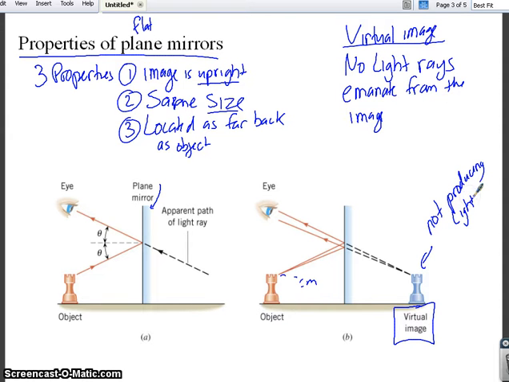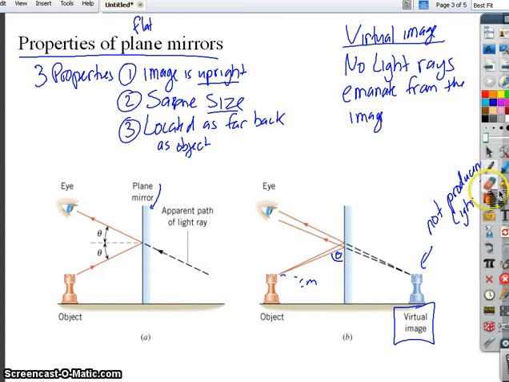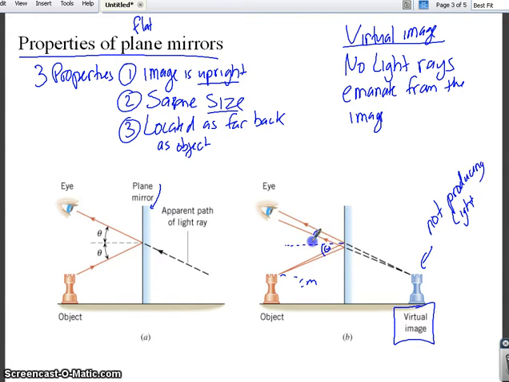What it is, this object, a rook, is casting off light. Everything that you can see is casting off light. It's hitting the mirror at some angle right here, and here's the normal. It's reflecting at the same angle. And so these are the reflected rays right here.